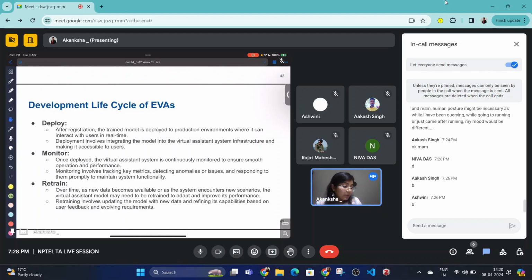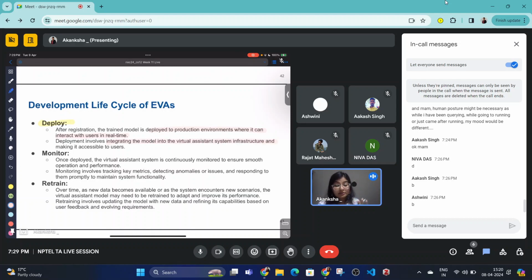Deploy. Next step is deploy. After registration, we have this version control, right? We have this version control and we're tracking. Then once we have registered that, we can deploy. Deploy means actually releasing the product for use by the end users, right? Interacting with users in real time. Deploy to production environments, integrating the model into system infrastructure.